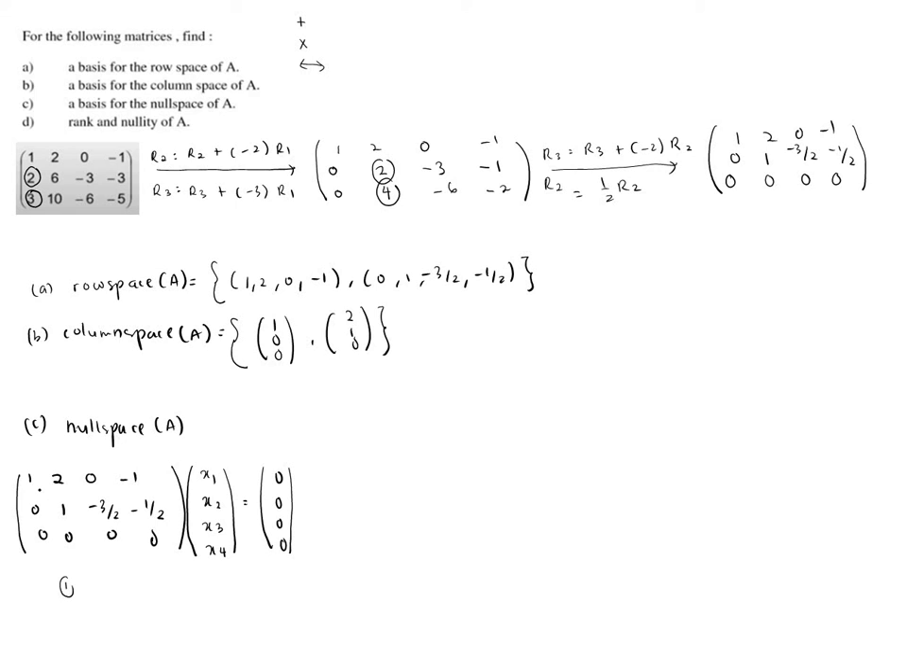First equation yang pertama, X1 plus 2X2 minus X4. Second equation, we don't have X1, we have X2 minus 3 over 2 X3 minus 1 over 2 X4. Both equal 0, and we don't have an equation from the third row because all the entries are 0. Okay, now we have 3 variables in equation 1. We also have 3 variables in equation 2.